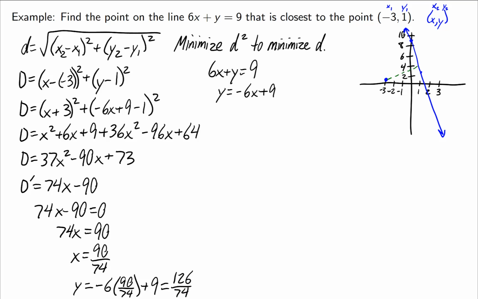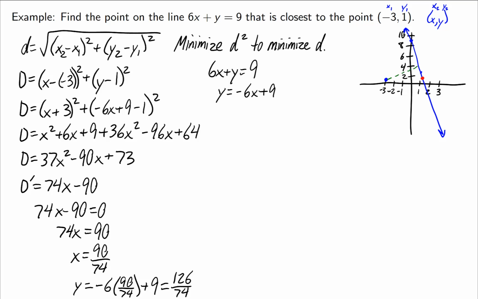If I were to draw this on my graph, 90 over 74 is just a little bit bigger than 1. And 126 over 74 is also just a little bit bigger than 1, but a little bit larger than the other one. You'll notice this means that my picture looks pretty far off, but that's because the 90-degree angle that I said would work is a little bit funky on this scale that I have.